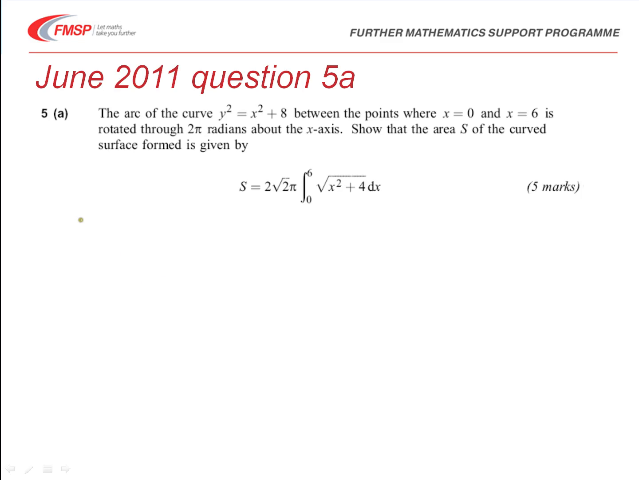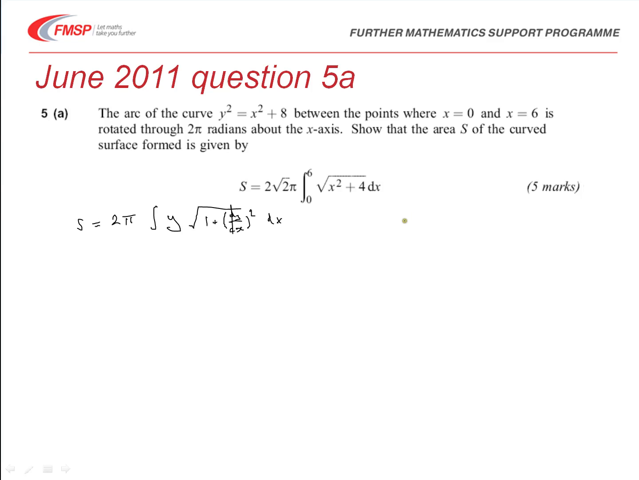So, trying to remember that, we know surface area is equal to 2 pi integral of y square root of 1 plus dy by dx squared dx. So in order to come up with the integral for this, we'll need to firstly find dy by dx.